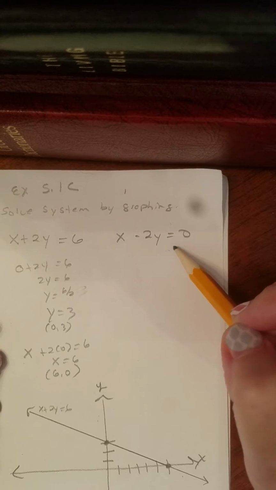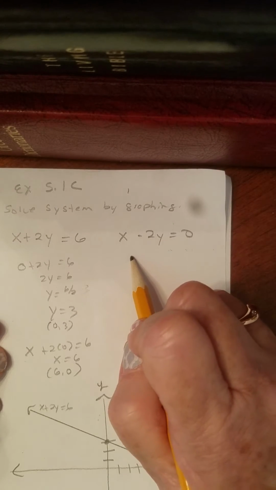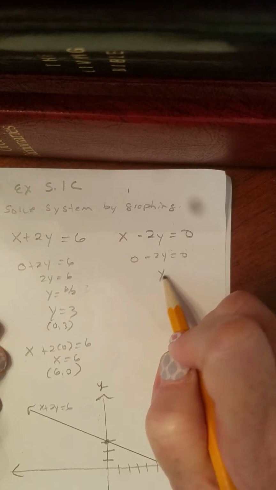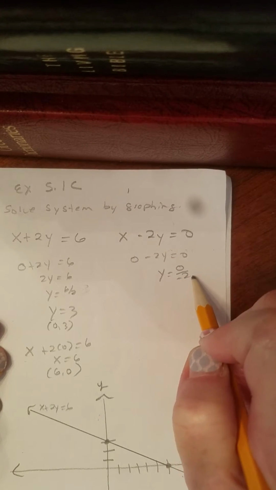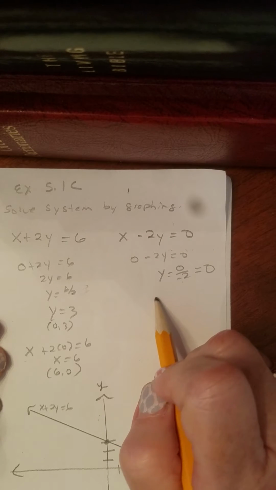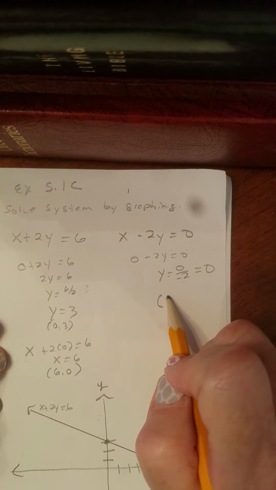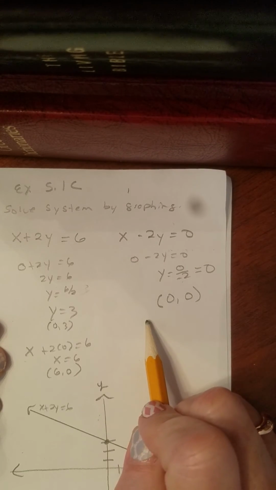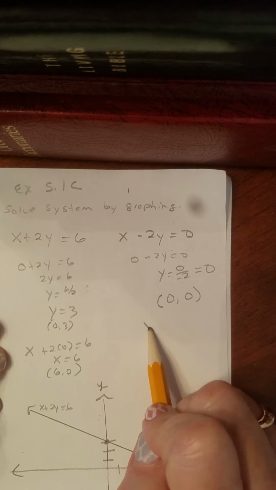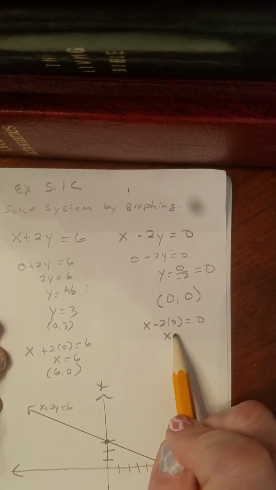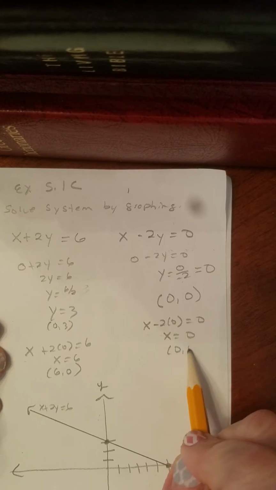Now I'm going to graph this one by finding the x and y intercept. So if x is 0, then I get y equals 0 divided by negative 2, but 0 divided by negative 2 is 0, right? 0 cannot be negative or positive. So when x is 0, then y is 0. And now let's plug in 0 for y in this one. We get x minus 2 times 0, and let's see what x is. Again, we get 0, 0.